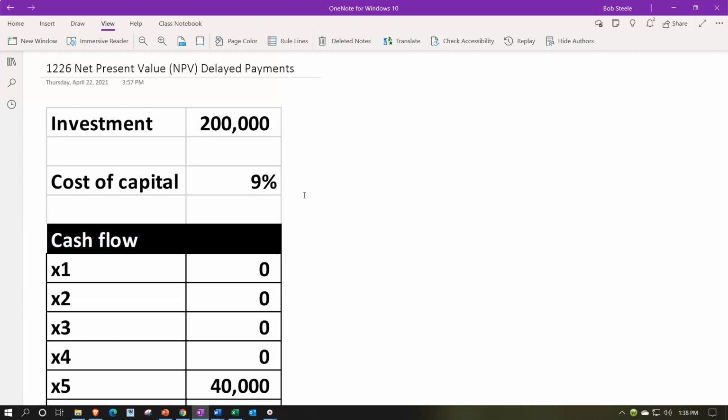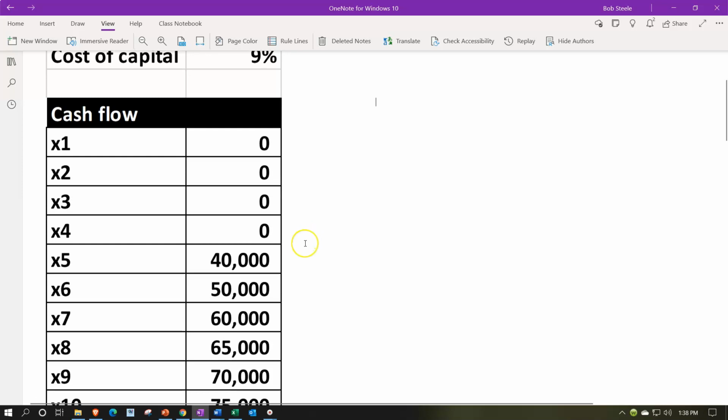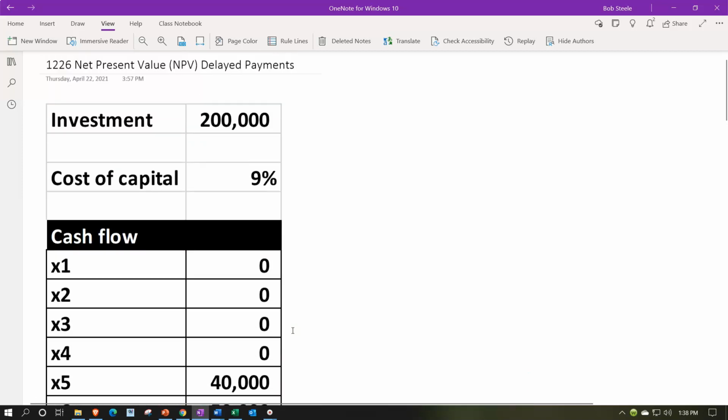And then the future cash flows, the reason that we're thinking about putting down the $200,000, would not start until 5 years from the date that we put the money in. Then we're going to have 40,000, 50,000, 60,000, going up to 65, 70, and 75 up through 10 years out after we put down the initial investment. So now we want to present value this.